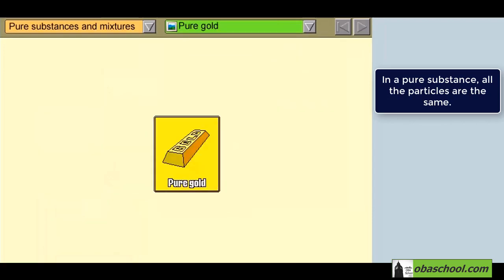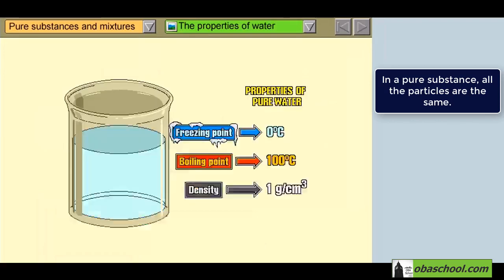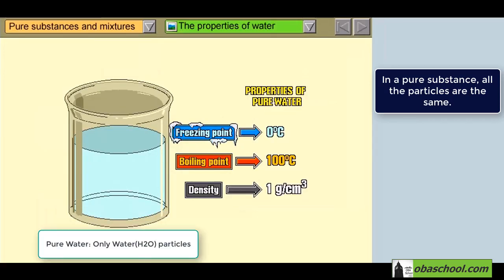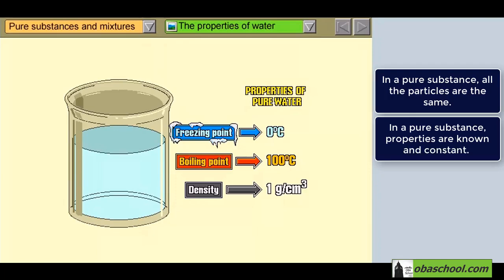For example, pure gold consists of only gold particles. And pure water only consists of water particles, H2O particles. The properties of pure water are the following. It has a freezing point of 0 degrees Celsius, a boiling point of 100 degrees Celsius, and a density of 1 gram per centimeter cubed. Those properties are known, they are for pure water, and they are constant.